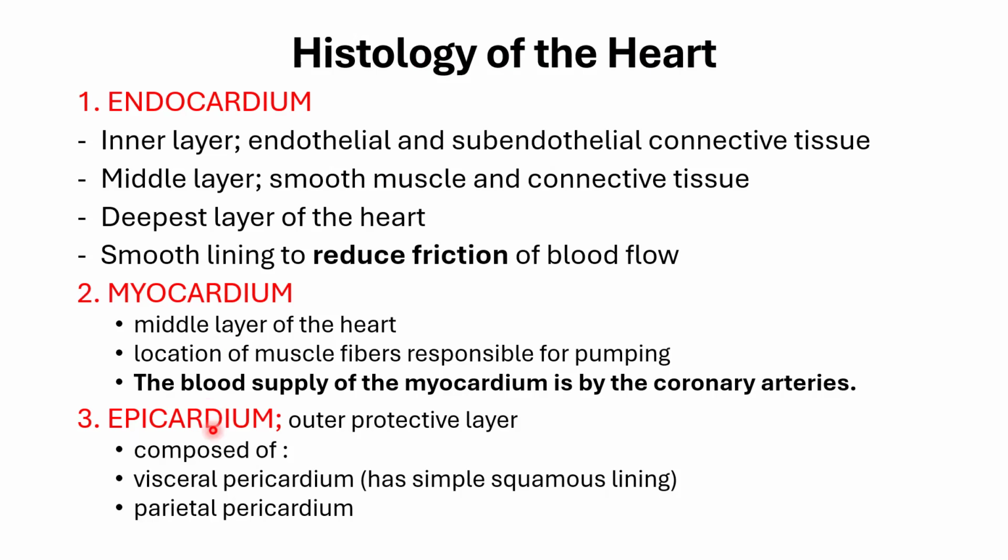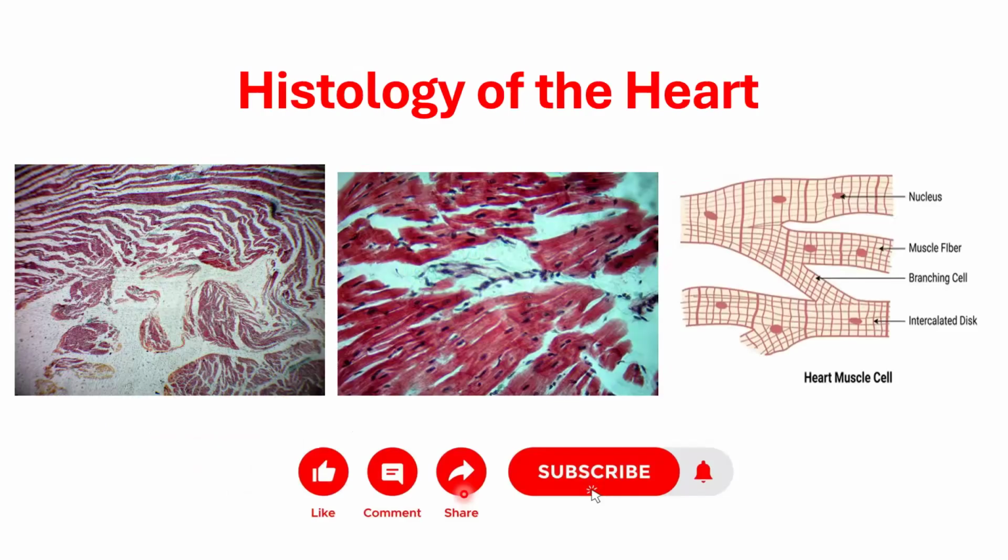Serous pericardium is divided into two. You'll have the parietal pericardium and visceral pericardium. Parietal pericardium is one that is adherent to the fibrous pericardium, and visceral pericardium at this point is the epicardium that now forms the outer protective layer of the heart, and it has a simple squamous lining. So I'm talking about the three layers of the heart: endocardium, myocardium, and epicardium. The visceral part of pericardium will have simple squamous epithelium.